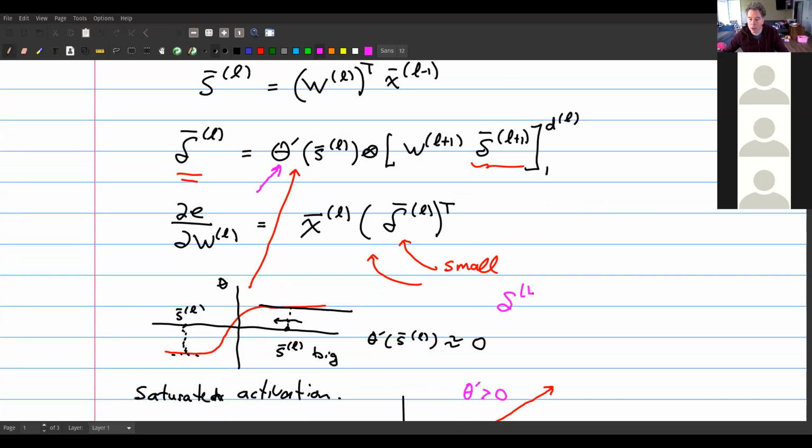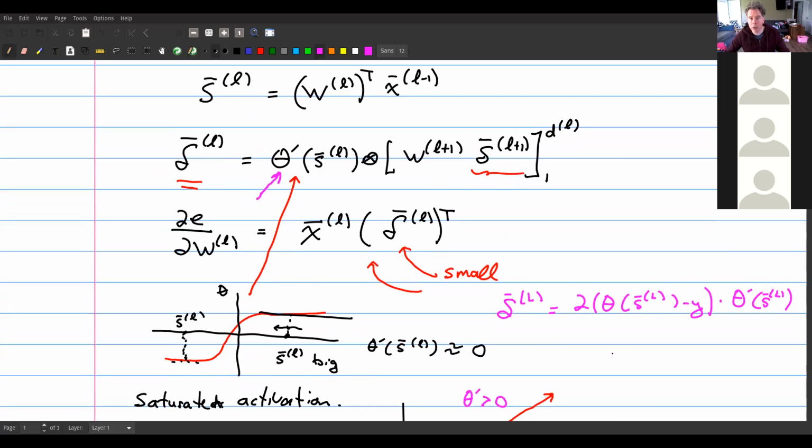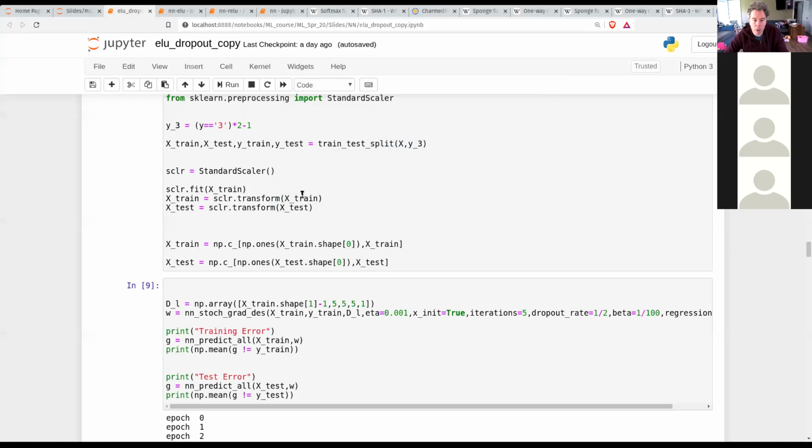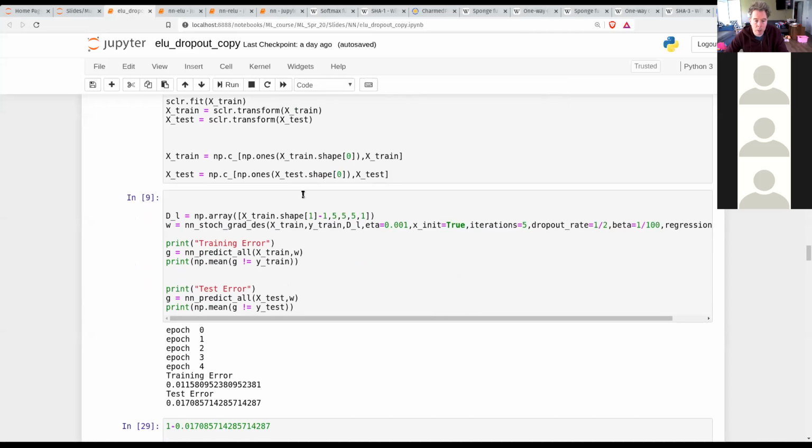The base case of the sensitivity vector is 2 theta(s_L) minus y, which is the true label, times theta prime(s_L). Okay, so there are only a few places in the code where theta shows up, and also theta prime, so you can just replace those with some other function. Unfortunately, the code that I gave you for project 6 has hyperbolic tangent baked in, but for this code I took it out and made it adjustable.